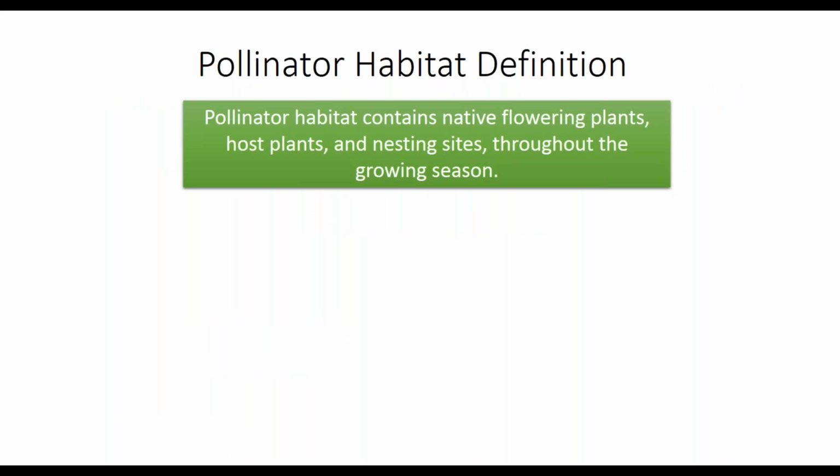We started by realizing we wanted to have a common definition for pollinator habitat, and we drafted this at our last meeting, but I thought I would share it again. Pollinator habitat contains native flowering plants, host plants, and nesting sites throughout the growing season. So it's flexible for different regions and whatnot.